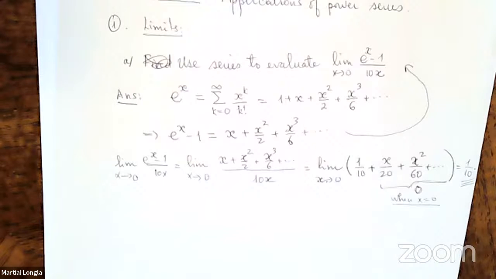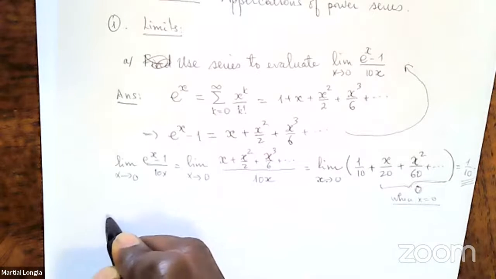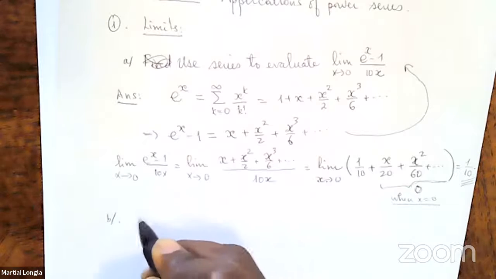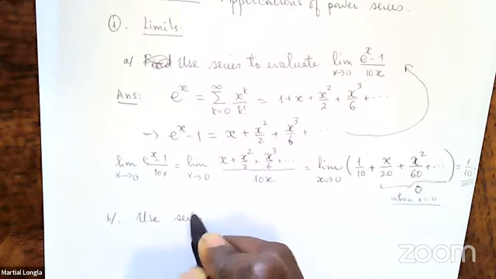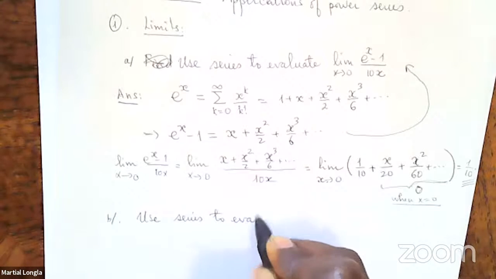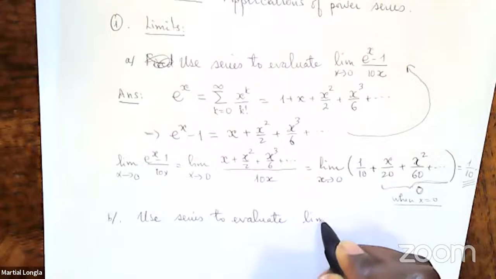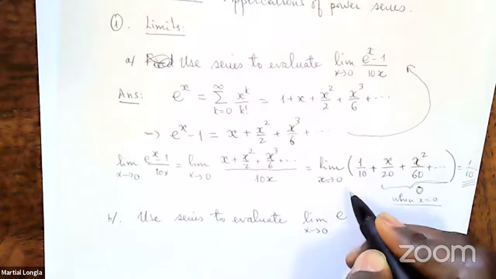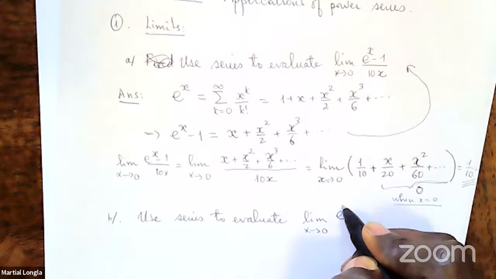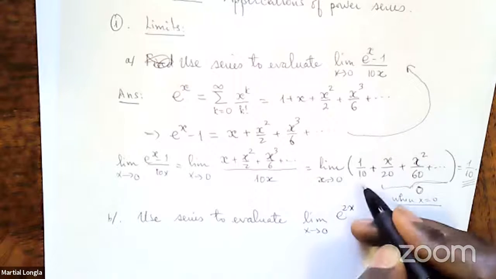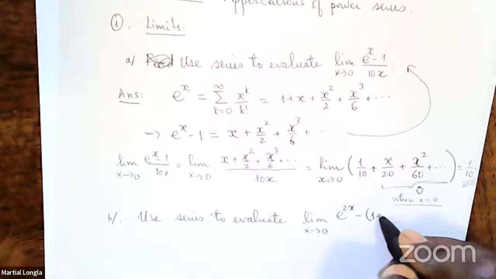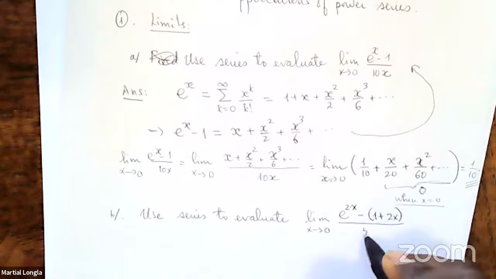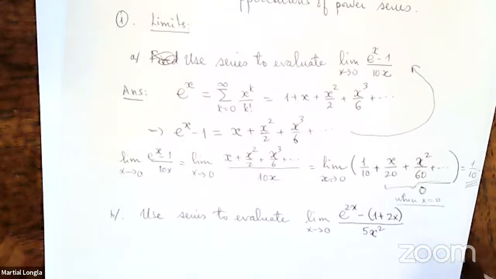Now let's look at problem number 2 that is related to that one. Let's say we have to evaluate, using series, the limit as x goes to 0 of e to the 2x minus 1 plus 2x over 5x squared.